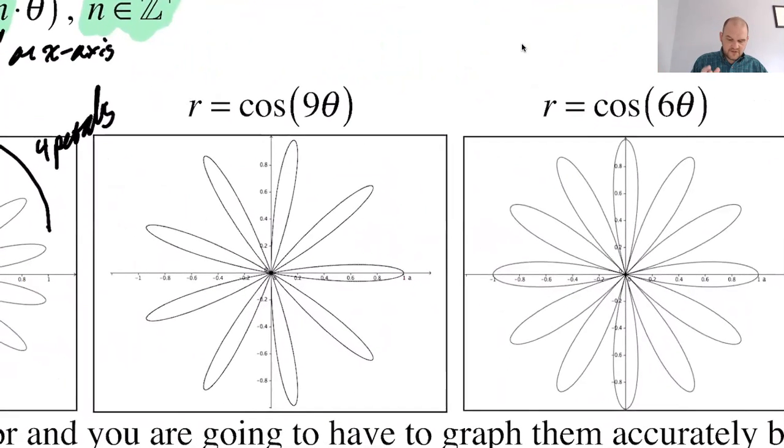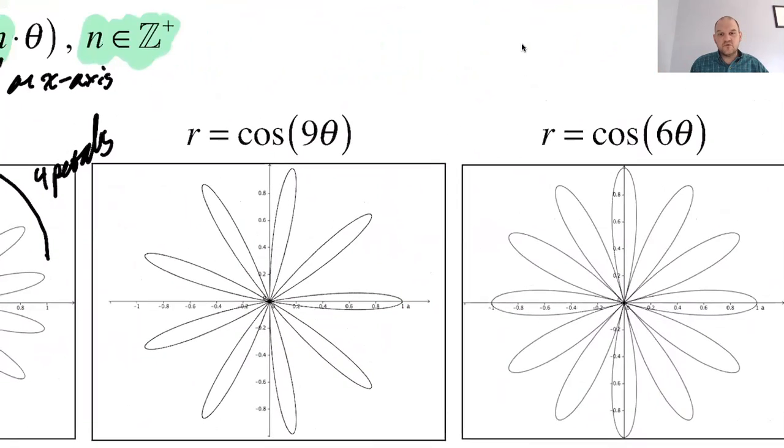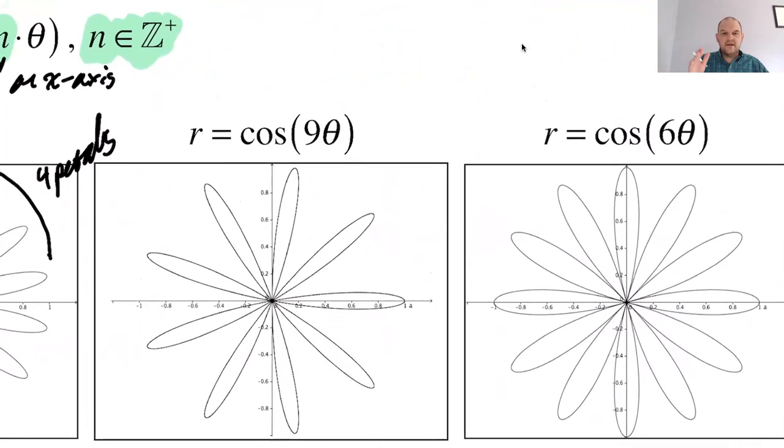Here we have r equals cosine of 9 theta. So cosine of 9 theta. So n is equal to 9. Let's see. So 1, 2, 3, 4, 5, 6, 7, 8, 9 petals. And there is a petal on the x-axis.